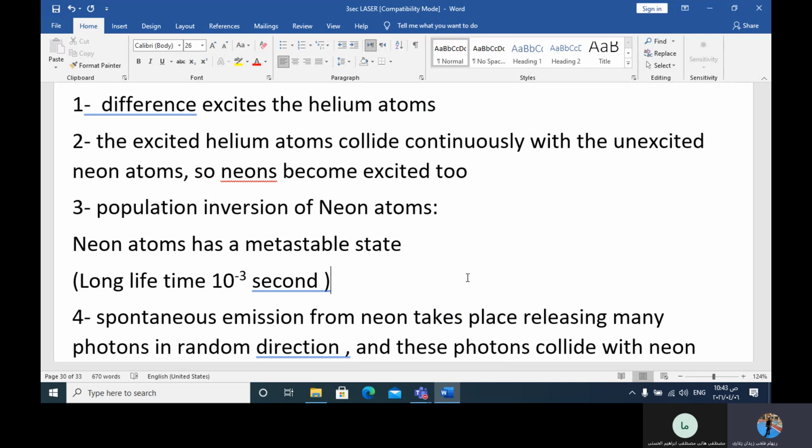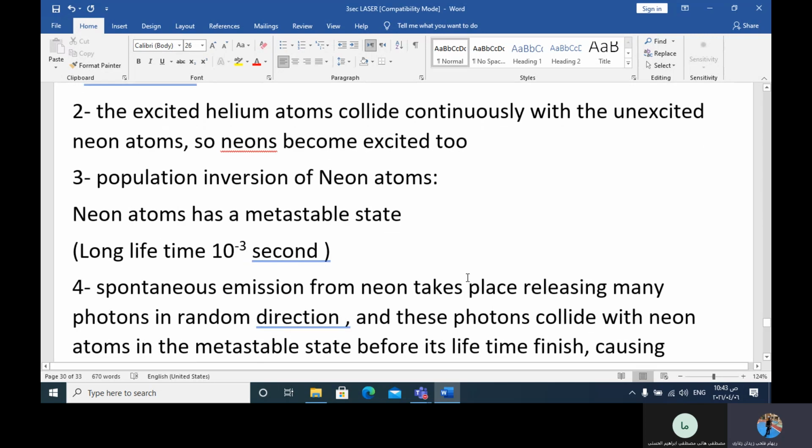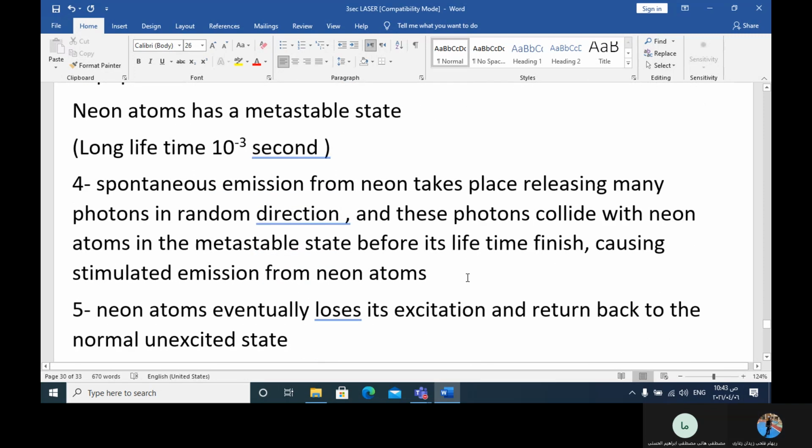While these photons go in all directions, they also collide with other unexcited atoms, causing their excitation, which means that the chance of hitting more atoms will increase, which will increase the pumping action or multiplication. So here we say the spontaneous emission from neon takes place, releasing many photons in random directions. This is happening because of spontaneous emission and not because of stimulation.